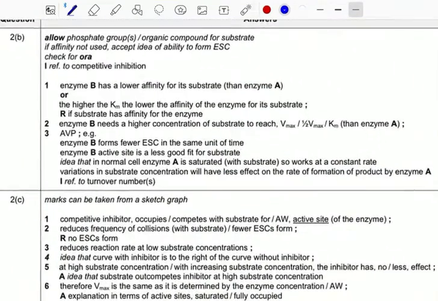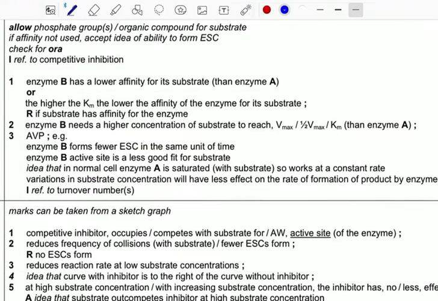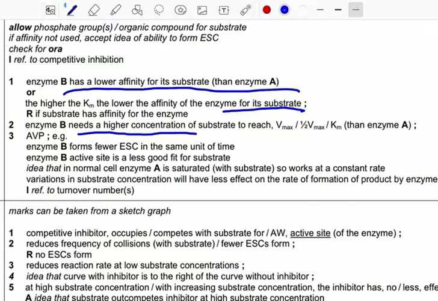The same points that I mentioned on my graph on the previous slide. Why is the Km for enzyme B higher? This is what the examiner wants to ask you. So you will say that enzyme B has a high Km. Why? Because it has a lower affinity for its substrate as compared to enzyme A. The higher the Km, the lower the affinity of the enzyme for its substrate. So that's why enzyme B needs a higher concentration of substrate to reach half Vmax.